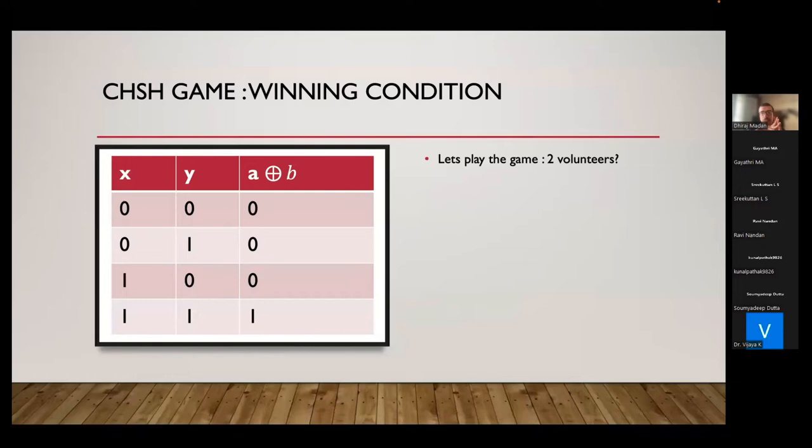Okay. Thank you. During the game, they can't communicate. Yeah. Neither can they see each other. Got it. That is a restriction, right? Okay. Yes.